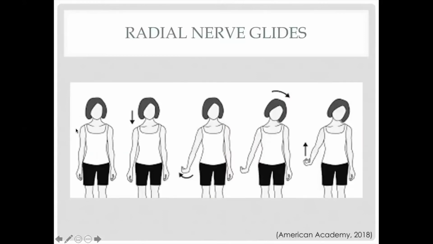So these are the radial nerve glides, which restore nerve motion. So the client would drop their arm loose at their side, drop their shoulder, internally rotate, flex their wrist, and gently tilt their head away in the opposite direction, and they would hold this for 3 to 5 seconds.